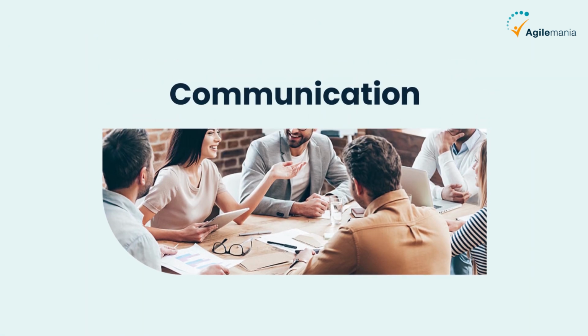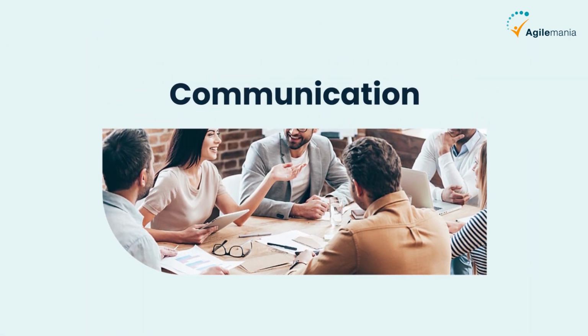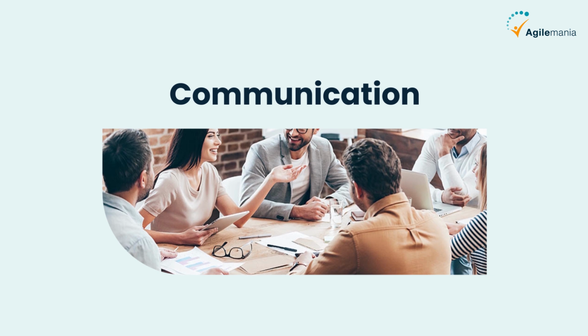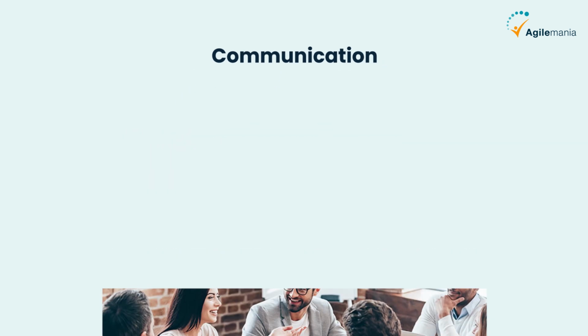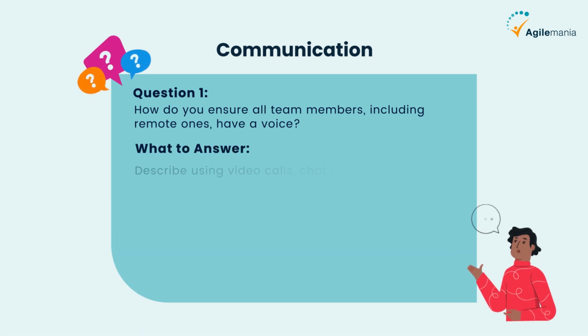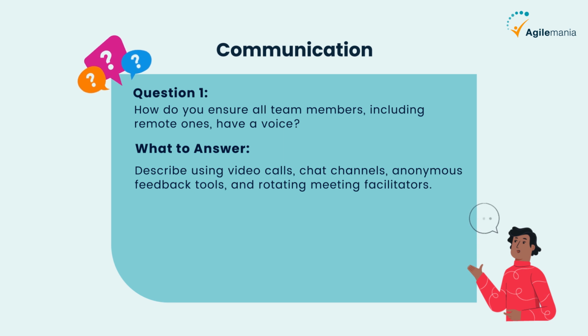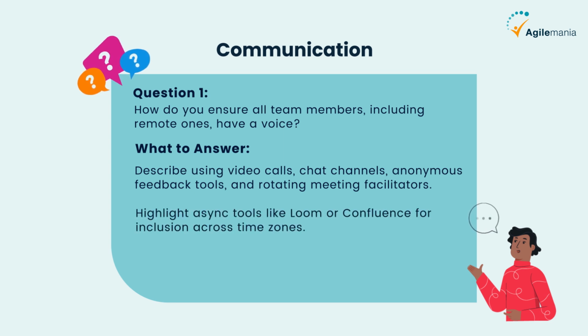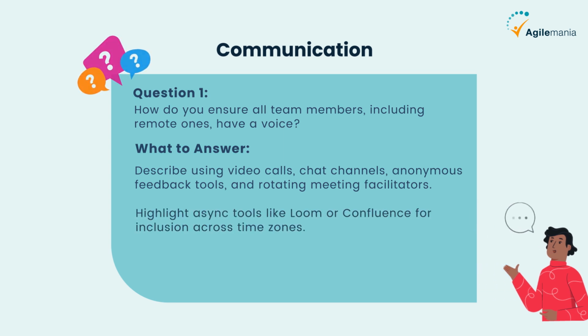And last category is communication. This category question is clear talk to keep things on track. Question 1. How do you ensure all team members, including remote ones, have a voice? What to answer? Describe using video calls, chat channels, anonymous feedback tools, and rotating meeting facilitators. Highlight async tools like Loom or Confluence for inclusion across time zones.